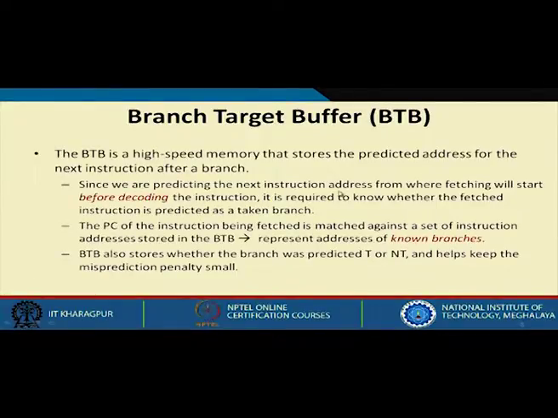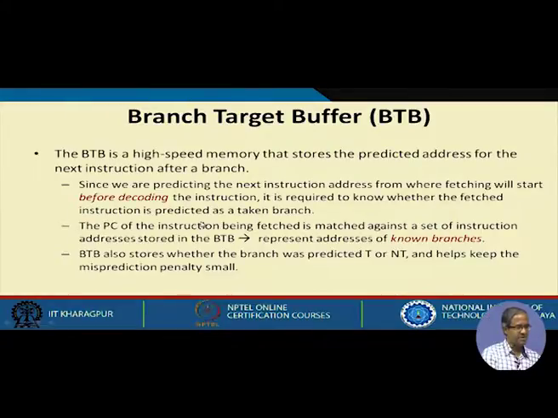Since we are predicting the next instruction from where we are fetching, before the decoding, we will also have to know whether the fetched instruction is predicted as a taken branch or not. So, we will see this data structure, how it is there. Just as I said, the program counter, the PC value from where you are fetching the instruction, also needs to be stored in that memory, because that will tell me whether that is a known address of a branch instruction. I will come back to this, let me show a diagram first.